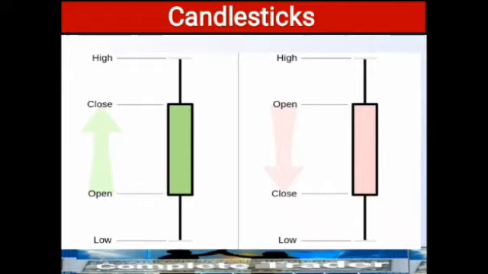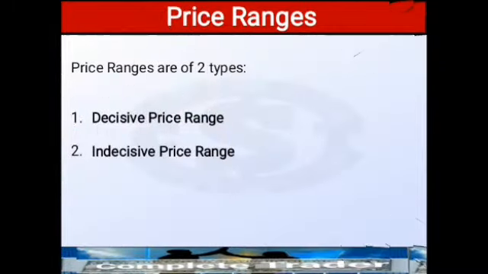So let's just jump right in, because I know most of you must have gone through this process of learning what a candlestick is. Now we're going to be talking about price ranges. Like I said, the candlesticks are what come together to form the price ranges. We have two different types of price ranges that are broken down here. We have the decisive price range, and we have the indecisive price range. The decisive price range is what we're going to be talking about first.